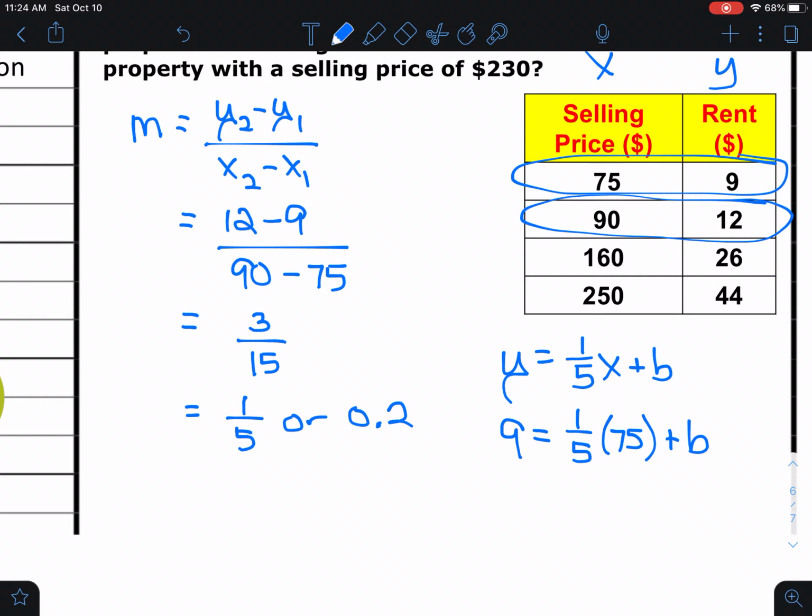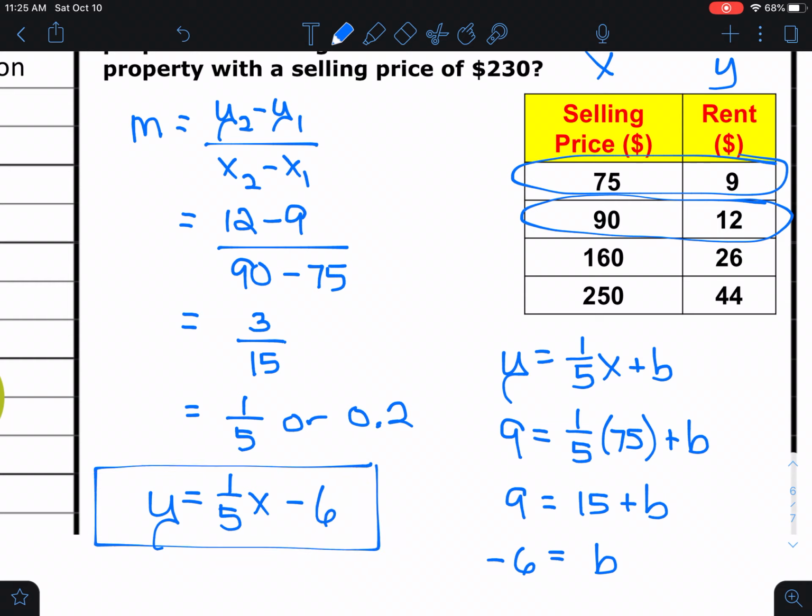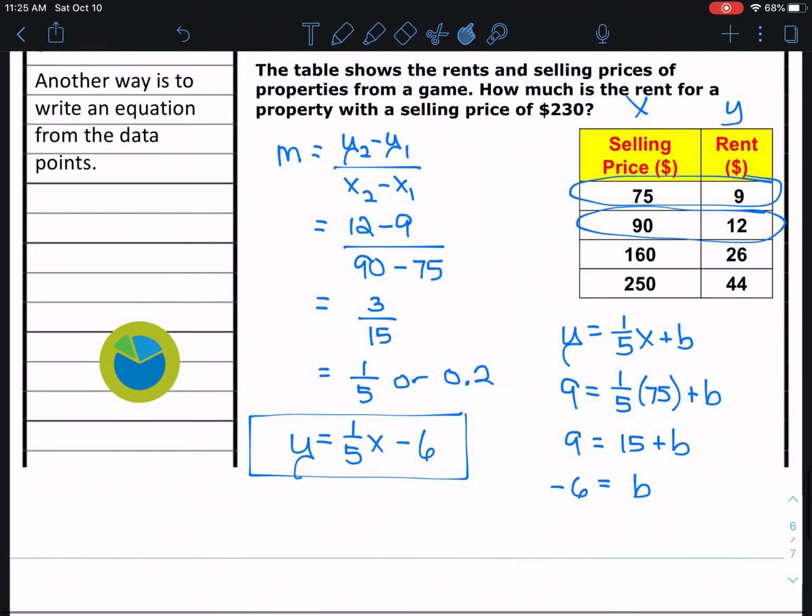Okay, now here we go. We're going to take and go, what is 1/5 times 75? If you multiply that out, you'll get 15. So we have 9 equals 15 plus b. Subtract 15 from both sides, and we get -6. Okay, so all that does really is gives us our equation, right? So our equation is y equals 1/5 x minus 6. So I want to use this now. I'm not done yet. I've got this, and now I just want to answer this question.